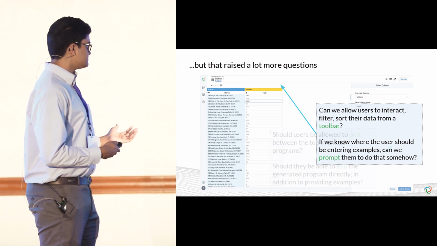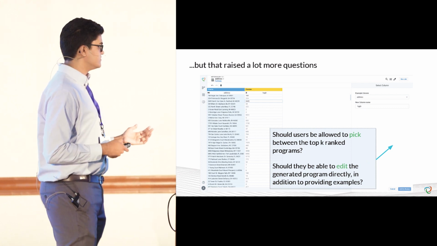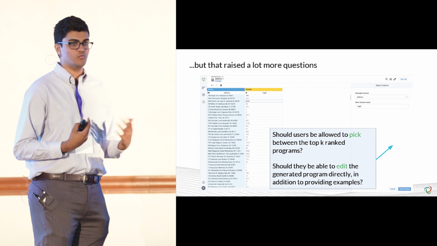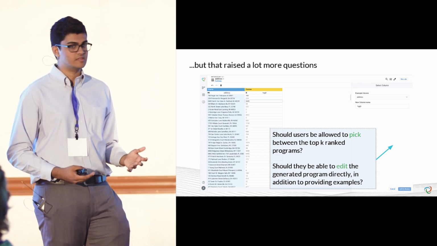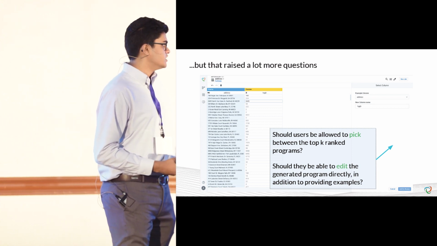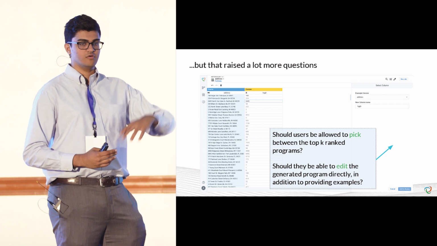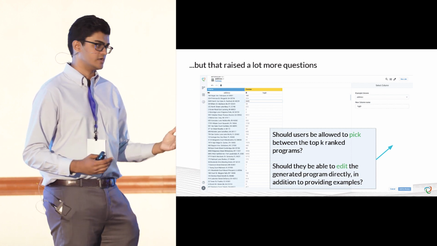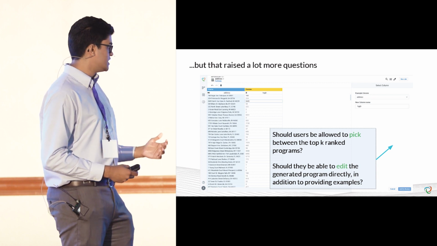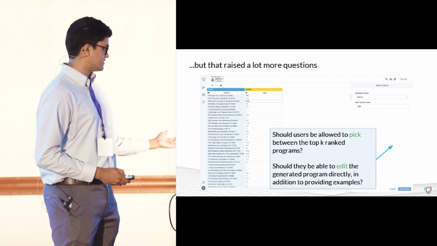So yeah, some more fun stuff. Let's say our ranking model is giving weights to everything, right? Then we would be able to get the top n most likely programs, not just the top one. Should users be allowed to potentially select between them? Maybe the top one isn't exactly what they want, but it's the second highest ranked one that they're actually trying to choose. Should they be able to interface with PBE somehow and select that?